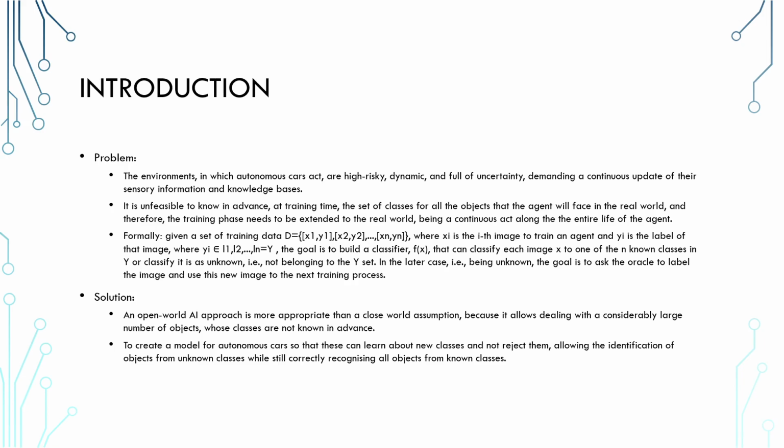To solve our problem, an open world AI approach is more suited because it allows dealing with a considerably large number of objects whose classes are not known previously. For this, we attempted to create a model for autonomous cars that can learn about the new classes and not reject them, allowing the identification of objects from unknown classes while still correctly recognizing all objects from known classes.